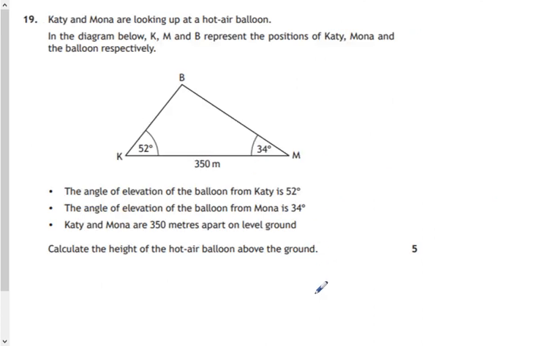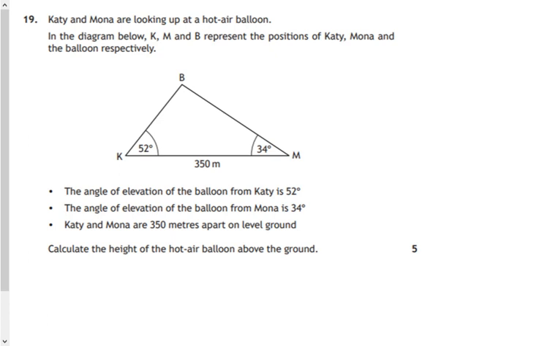Okay, last question. Katie and Mona are looking up at a hot air balloon. The diagram below, K, M, and B represent the positions of Katie, Mona, and the balloon, respectively. The angle of elevation of the balloon from Katie is 52 degrees. The angle of elevation of the balloon from Mona is 34 degrees. Katie and Mona are 350 meters apart on level ground. Calculate the height of the hot air balloon above the ground.